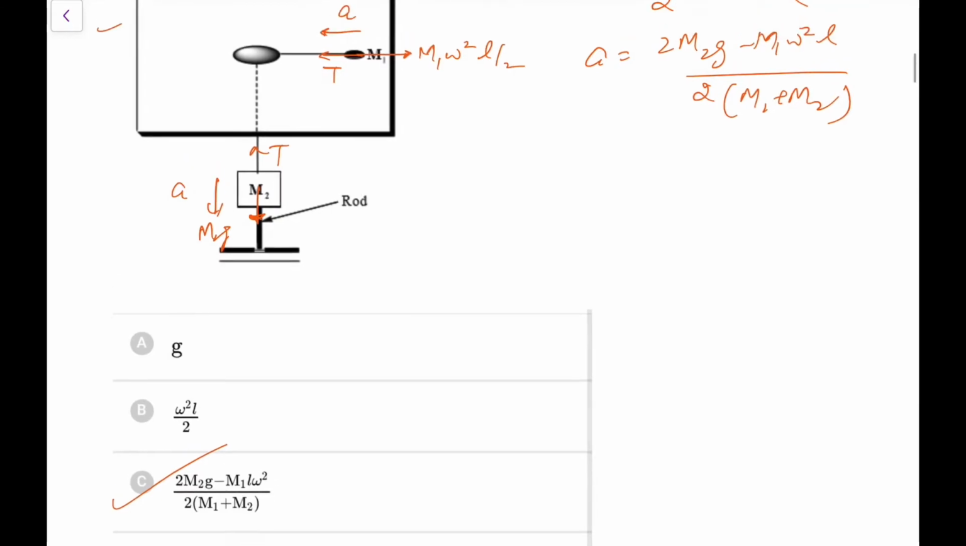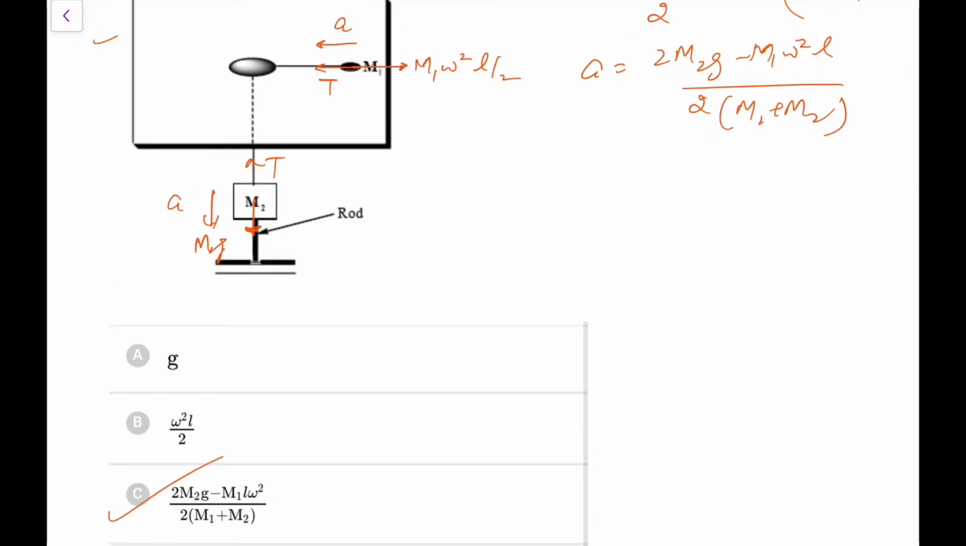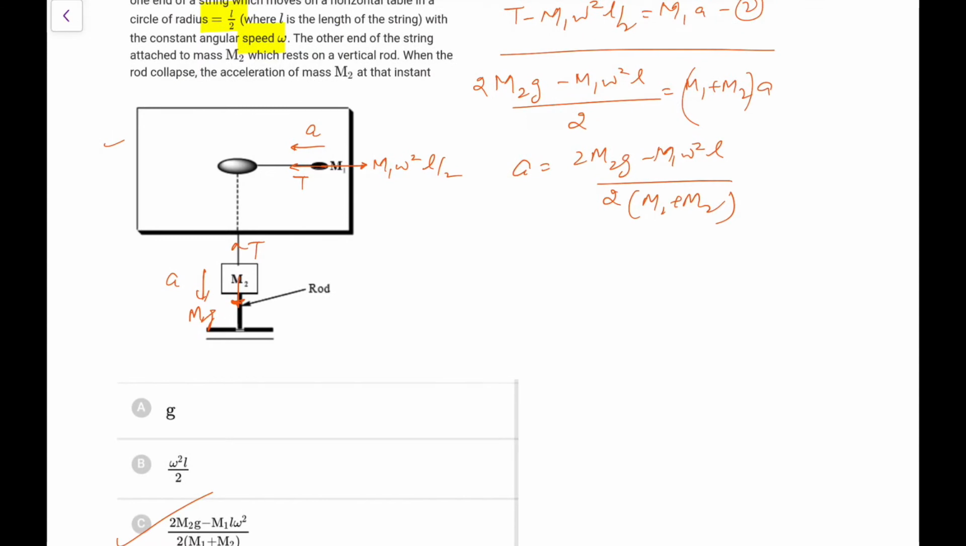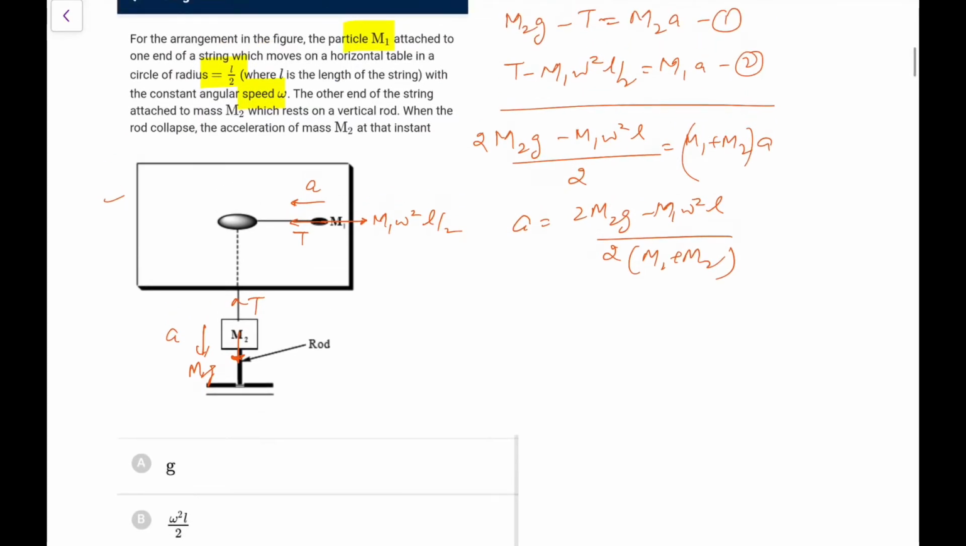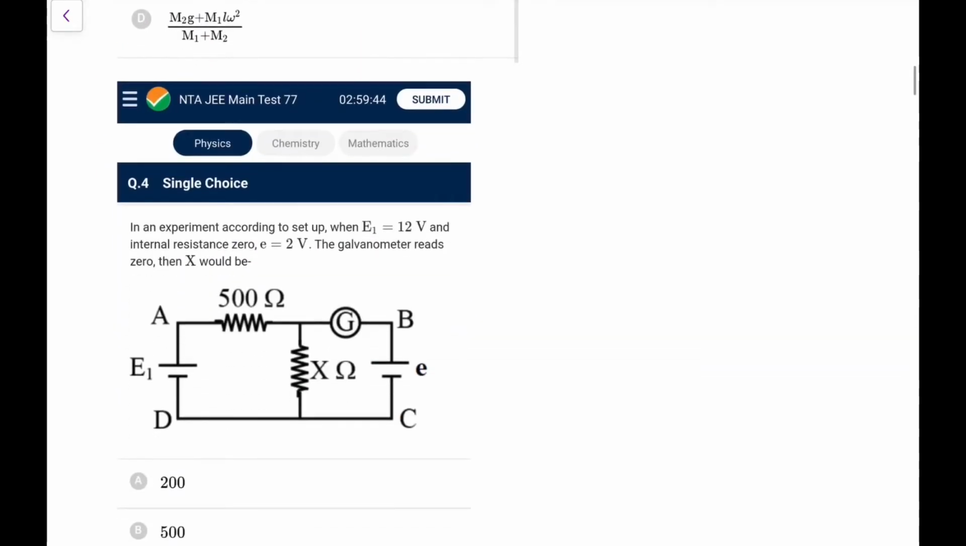So it's a nice one. Just remember, you cannot write tension equal to m omega square l by 2. That was only before it collapses, because the tension of the string can change instantly. That is an important thing.